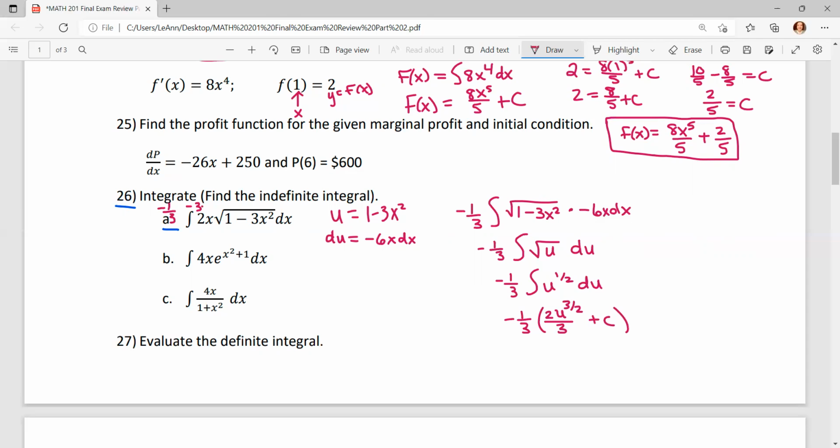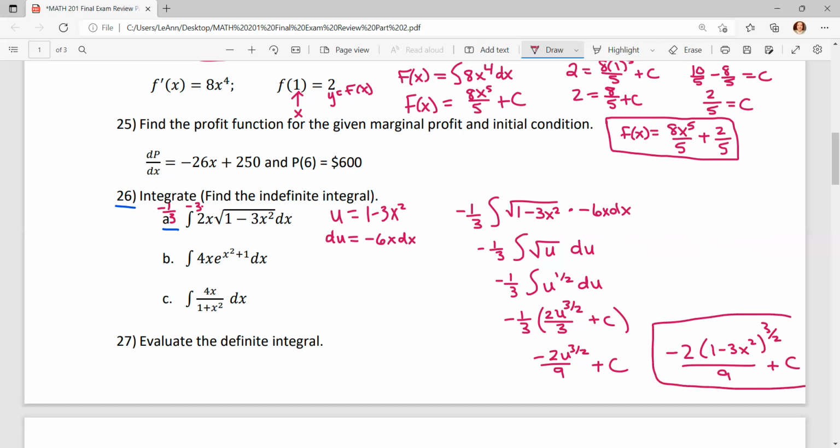Now, when we do this, and this should all go to this, but when you distribute a negative 1/3 to C, we just still call it C because C represents any constant out there. So it's an infinite number of possibilities. So this is just negative 2 U to the 3/2 over 9 plus C. And then our final step is to replace that back as the part with the X. So negative 2, 1 minus 3x squared to the 3/2 all over 9 plus C. So there's that one.